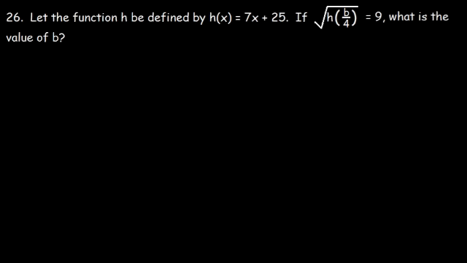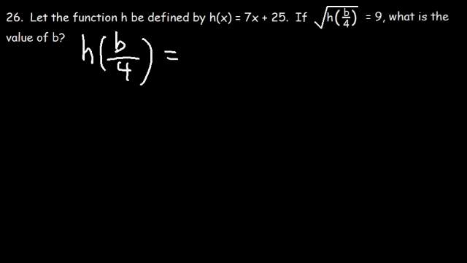26. Let the function h be defined by h of x is equivalent to 7x plus 25. So if the square root of h of b over 4 is equal to 9, what is the value of b? So let's start with the inside part, h of b over 4. Notice that there are no multiple choice answers to select. So this is a free response problem, because typically you'll see some of those questions on the SAT.